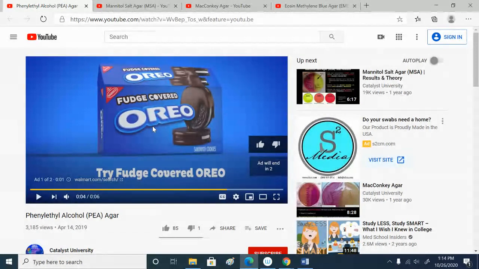Anybody tried the fudge covered Oreos yet? They look good. Oh, they're really good. Even better are the fudge covered Nutter Butters, the peanut butter ones covered with fudge. Oh, they're so good. But they are not cheap, and a box only has 12 cookies in it. So it's fine for an occasional treat, but they are very expensive.